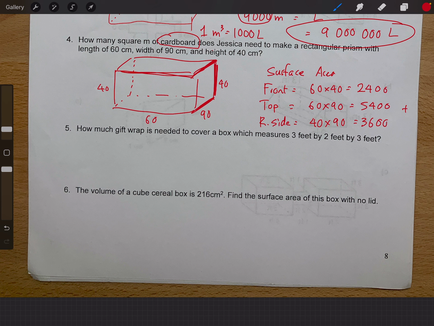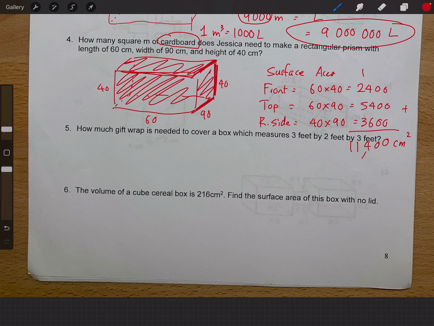Now we're going to add all of these surfaces up. You've got the front, you've got the top, and you've got the right side. So you add them all up, you get 0, 0, you get 14, you get 8, there's 3, 8 plus 3 is 11, so 11,400 centimeters squared.